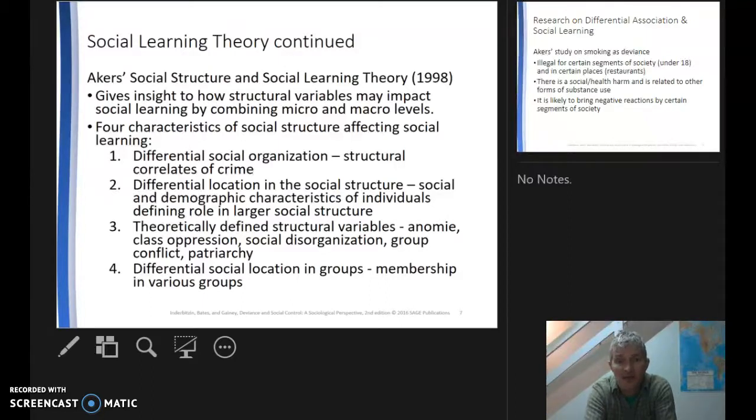Those lay out a theoretical set of social structural constraints that lead to deviant behavior. And then, of course, differential social location in groups, where we have membership in various groups, and the memberships in these various groups can lead or not lead to deviant behavior.